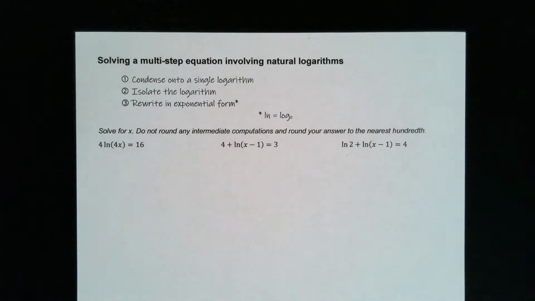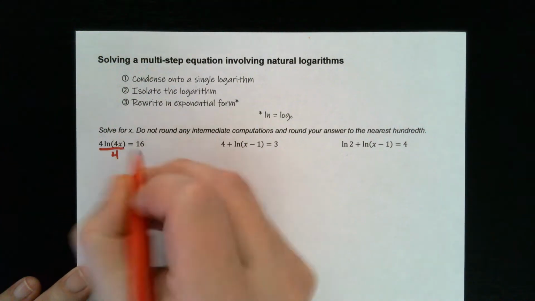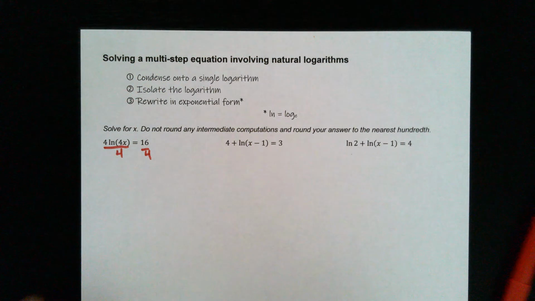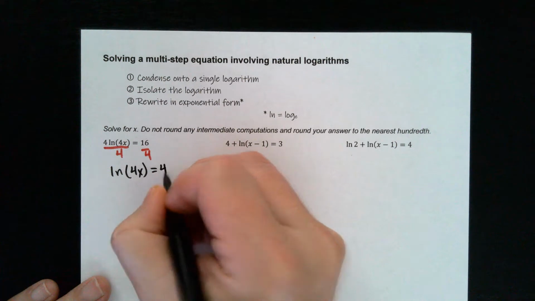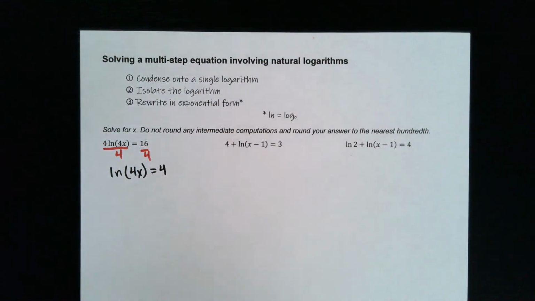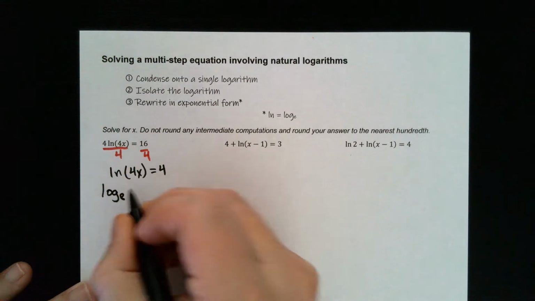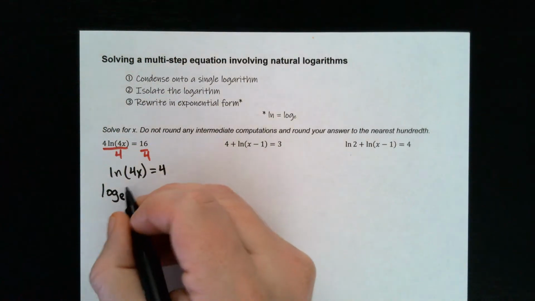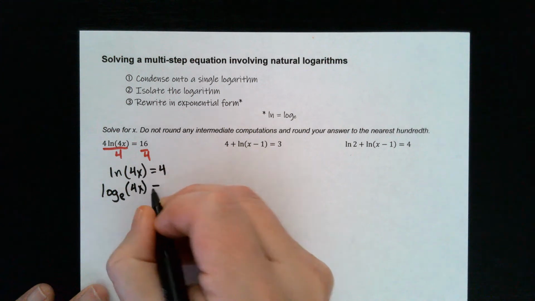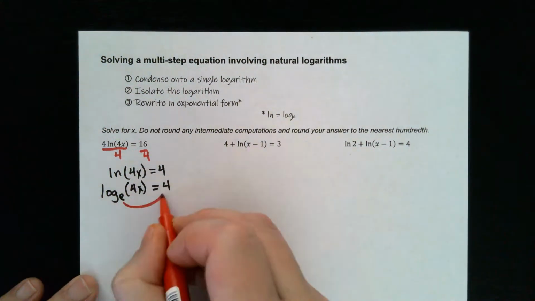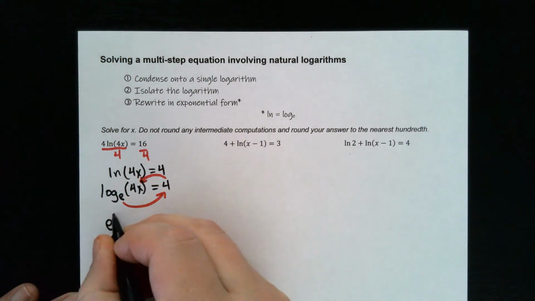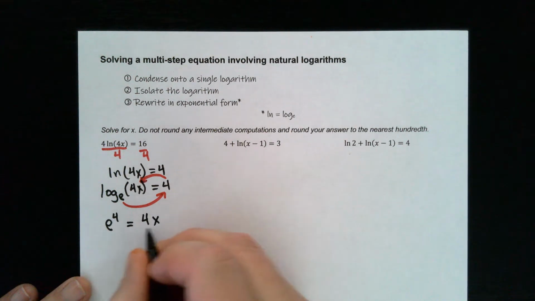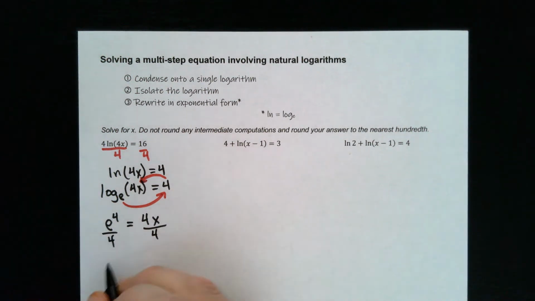We need to get that 4 moved to the other side so we can divide. So that gives us ln of 4x is equal to 4. Okay, so we've isolated the logarithm. Now we can rewrite it as log base e, because that's what an ln is. It's a log with a base e, the natural exponential function of 4x is equal to 4. And then we can convert this to an exponential function by using the circle method. So it will give you e to the 4 is equal to 4x. And to solve for x, you divide both sides by 4. So you get x is equal to e to the 4 over 4.